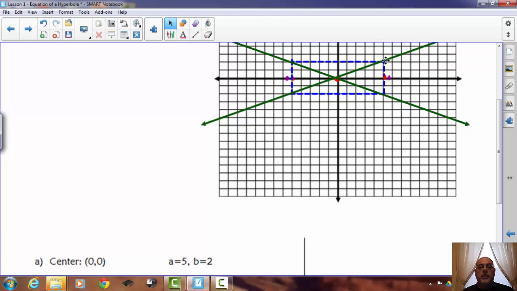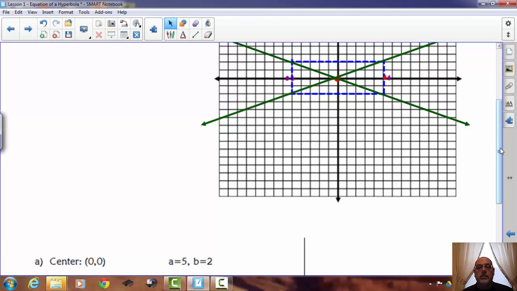That means the box will be 10 spaces left to right, or 2A distance. Okay. B is 2, so it'll be 2 up and 2 down. So this box here and this box here will have a distance of 2B, or 4. Okay. And that box is important.